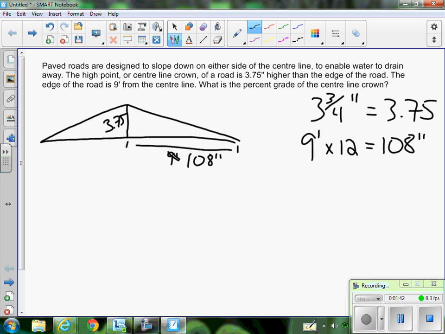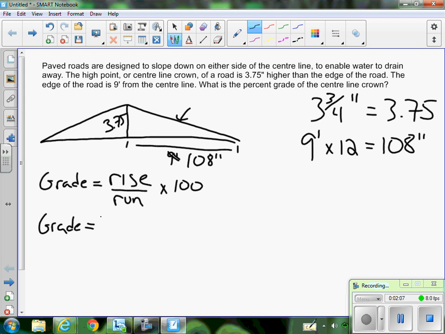Now I'm asked to find the percent grade of the center line, so that's really just my slope expressed as a percentage. So to find grade, I'm going to take my slope, which is rise over run, and then I'm going to times 100. So to do that, I have 3.75, and I'm going to divide it by 108.